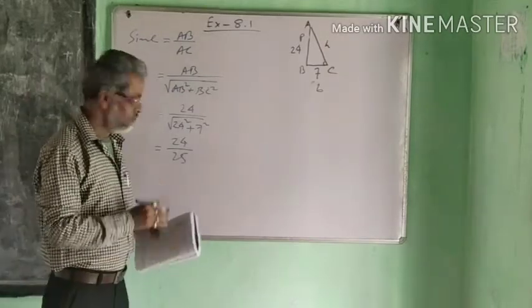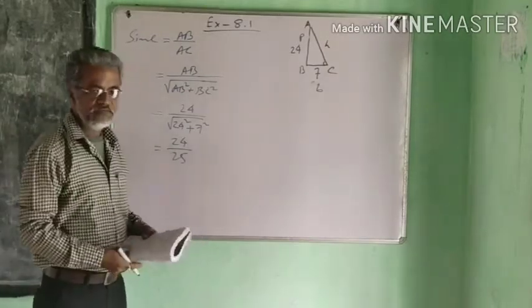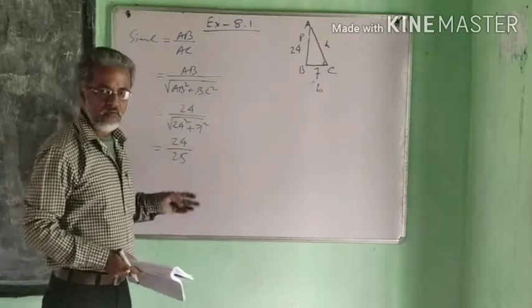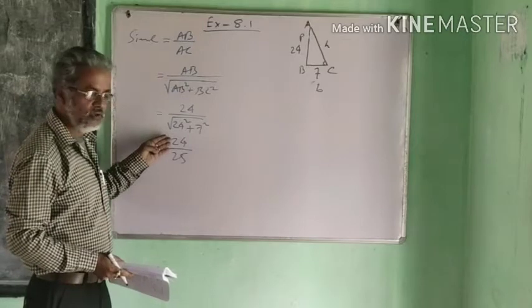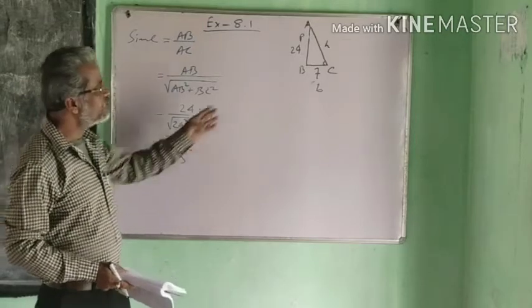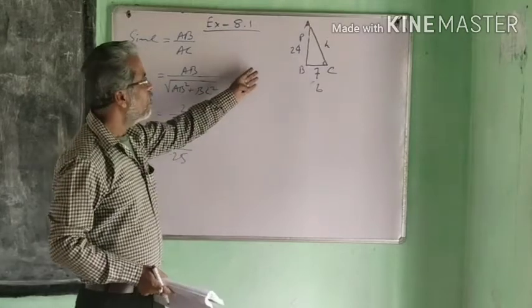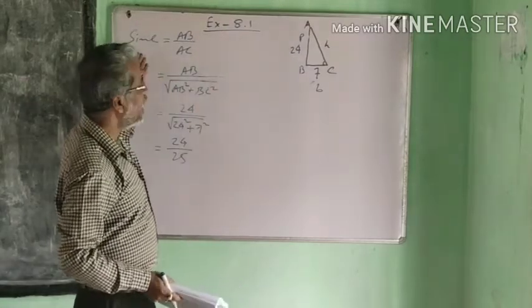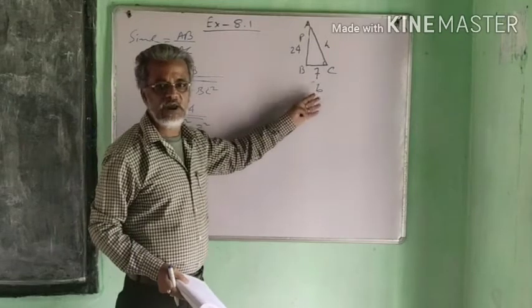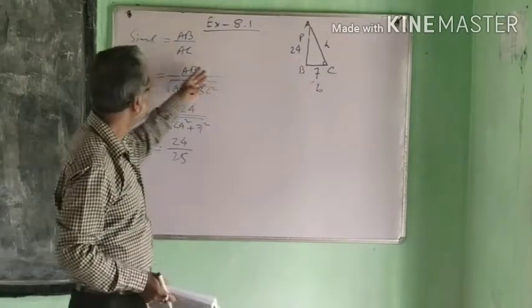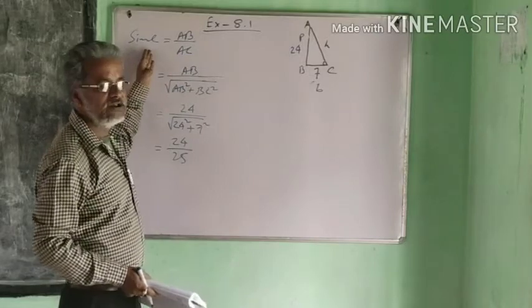Just before this we did cos A. We got cos A is equal to also 24 by 25. So in this triangle we ultimately find sin C is equal to cos A, or cos A is equal to sin C. Similarly, if we find cos C, we will find the result sin A.